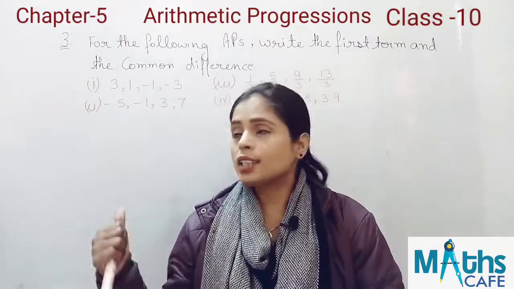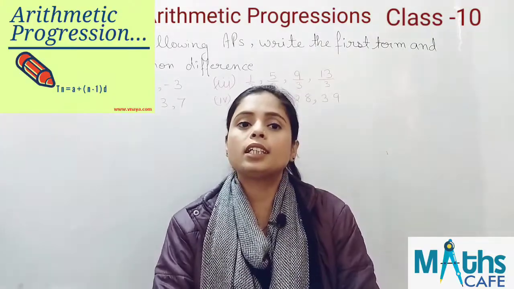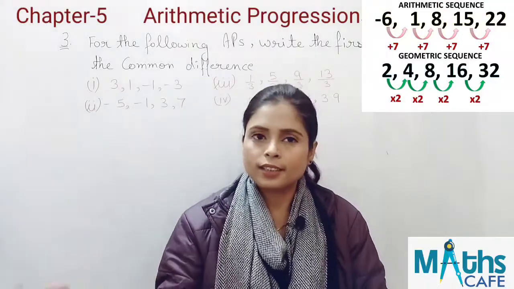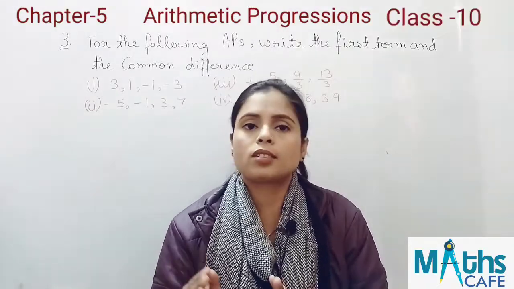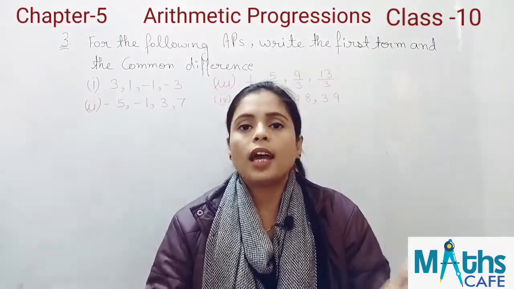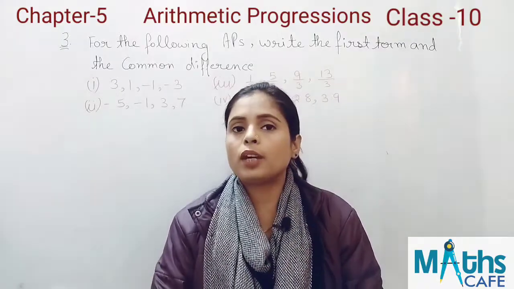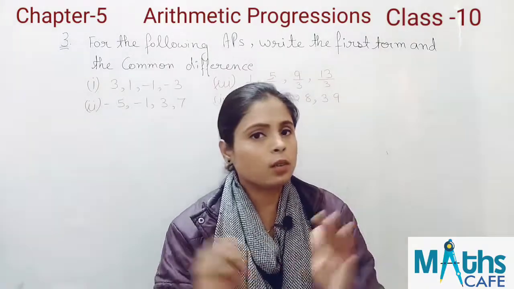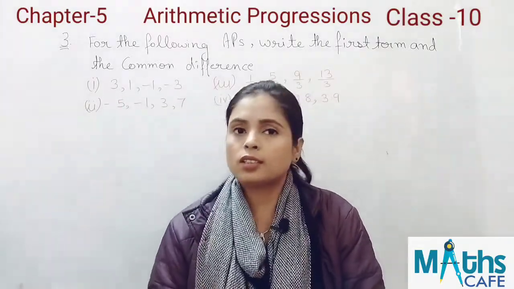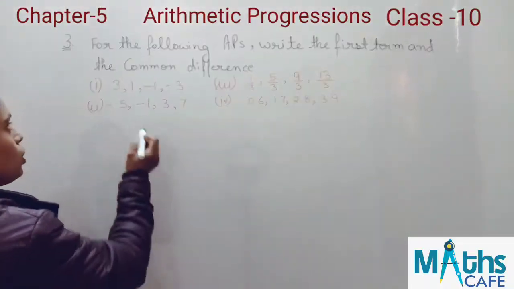Before we start this question, let's quickly talk about what an arithmetic progression is. Basically, an arithmetic progression is a collection of terms in which each term increases or decreases by the same constant. In the previous class, we were creating an AP series, and here we have an AP series. We have to find the first term and the common difference among all the terms of any specific series. So let's start with the first part of this question.